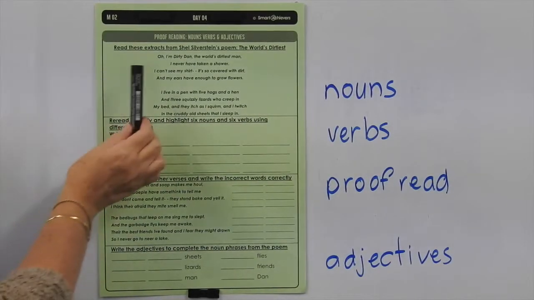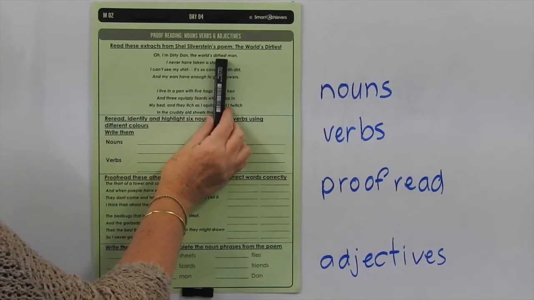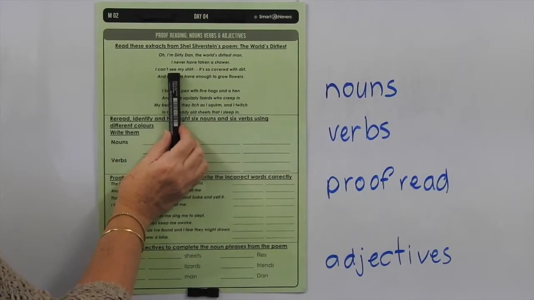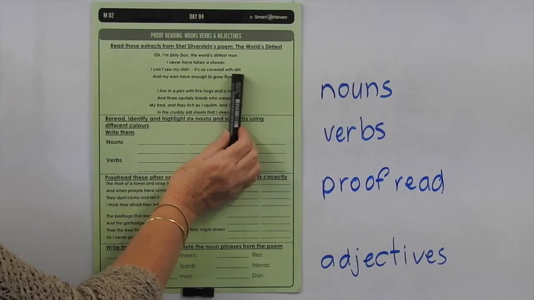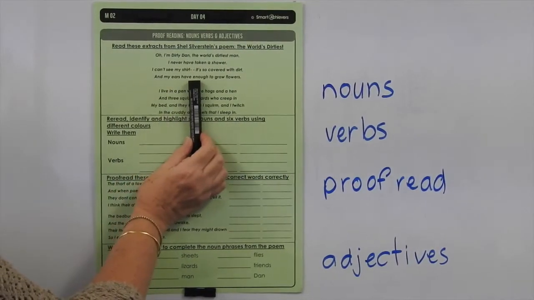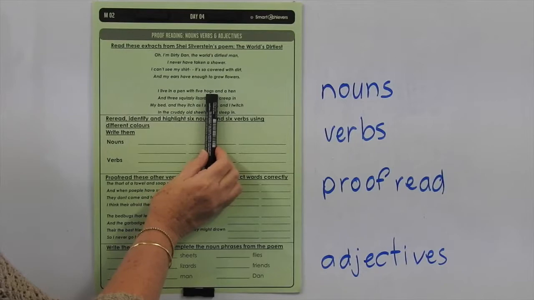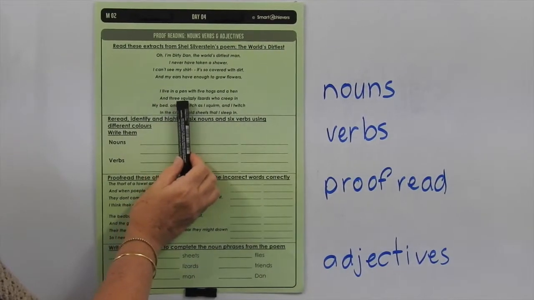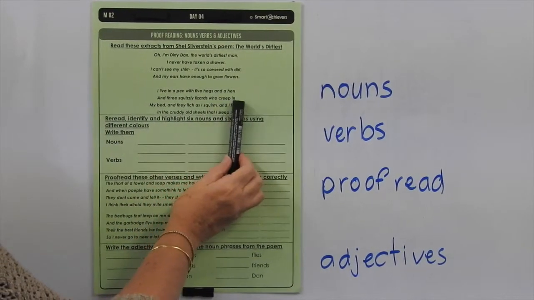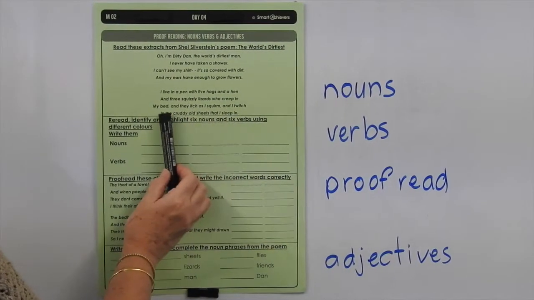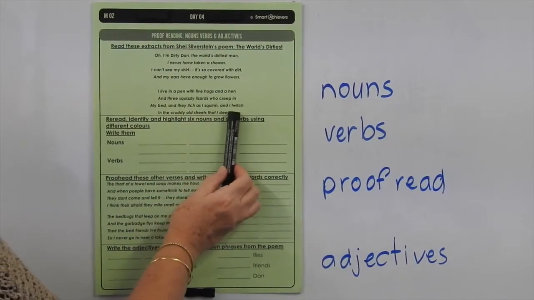So off we go. Oh, I'm dirty Dan, the world's dirtiest man. I never have taken a shower. I can't see my shirt, it's so covered with dirt, and my ears have enough to grow flowers. I live in a pen with 5 hogs and a hen, and 3 squizzly lizards who creep in my bed, and they itch as I squirm and I twitch in the cruddy old sheets that I sleep in.